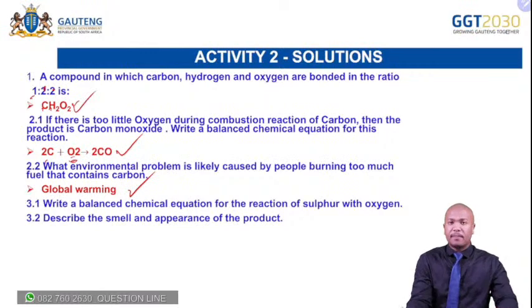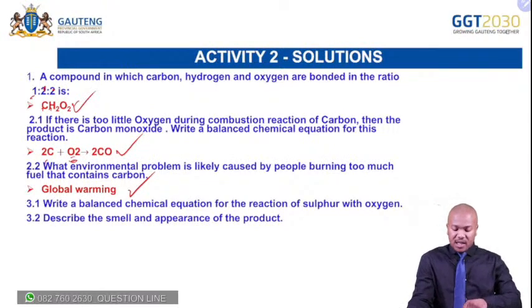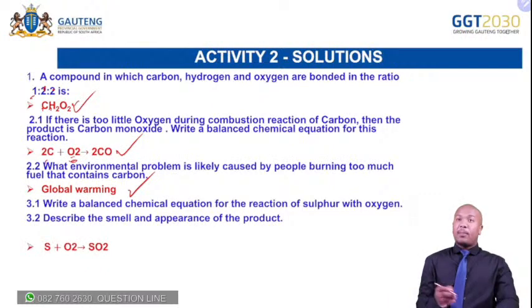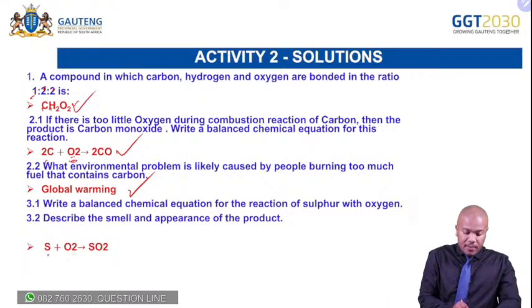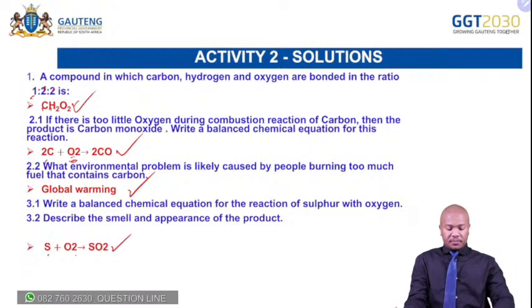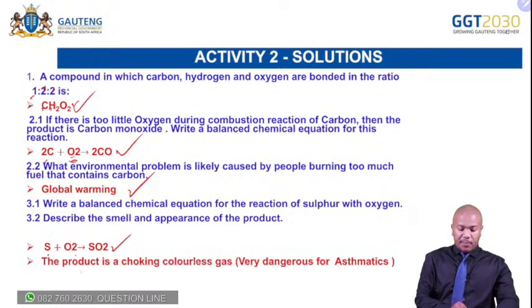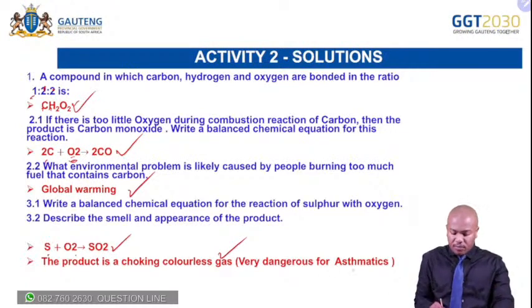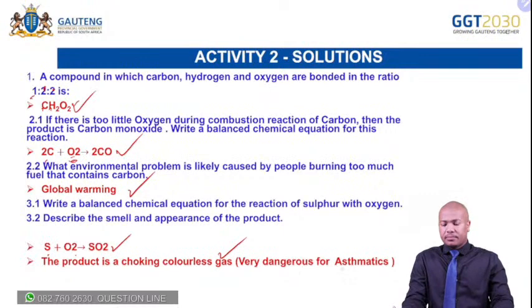Now 3.1. Write a balanced chemical equation for the reaction of sulfur with oxygen. Then describe the smell and appearance of the product. Our answer is the balanced equation: sulfur plus O2 forming sulfur dioxide. And the product is a choking, colorless gas. So it has what? A choking smell. And it is very dangerous for people with asthma.